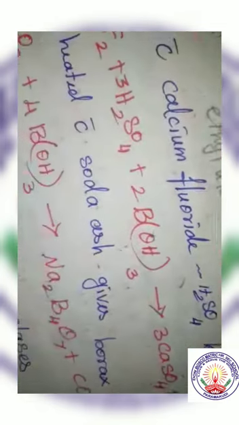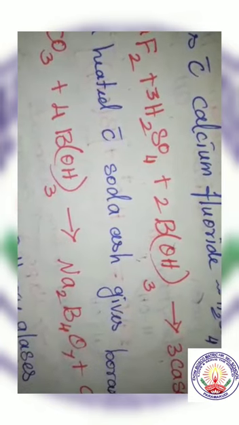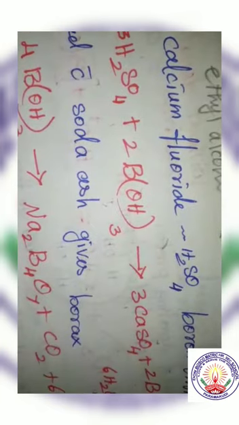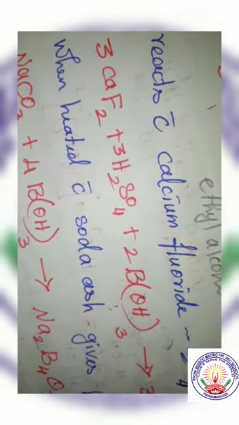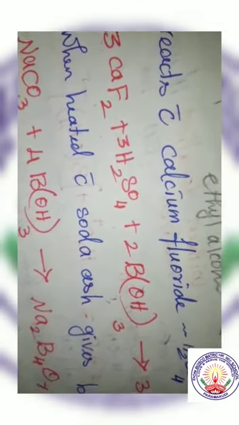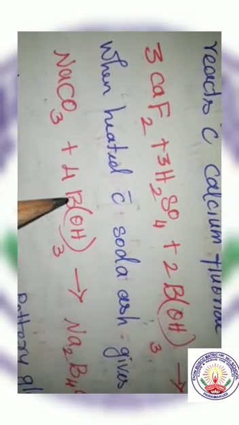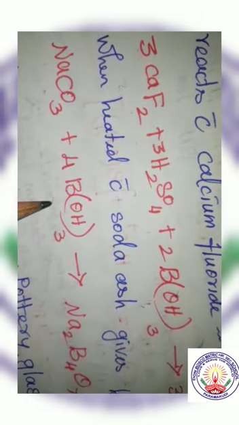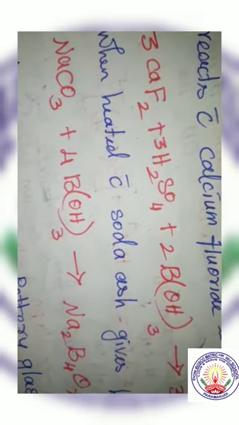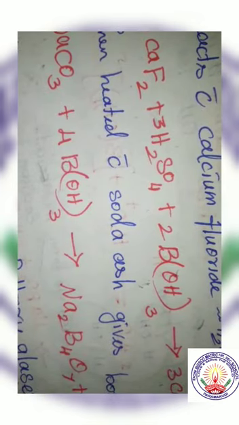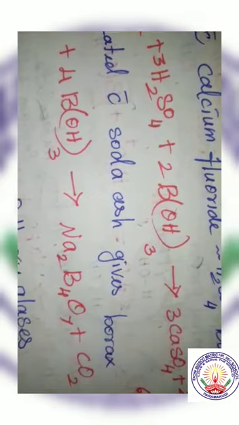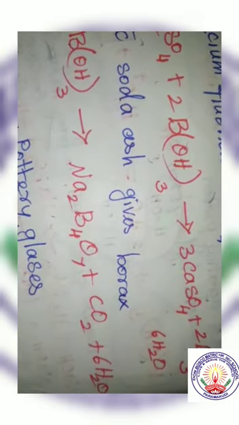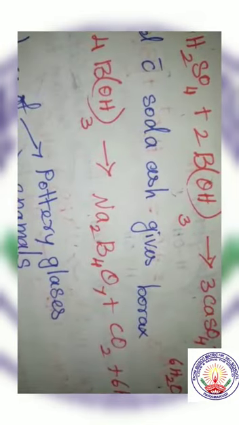The fourth reaction is when it is heated with soda ash, it gives borax. See, soda ash is nothing but sodium carbonate. When this sodium carbonate is heated with boric acid, we are getting borax. What is the formula for borax? Na2B4O7. We are getting borax plus carbon dioxide plus water.